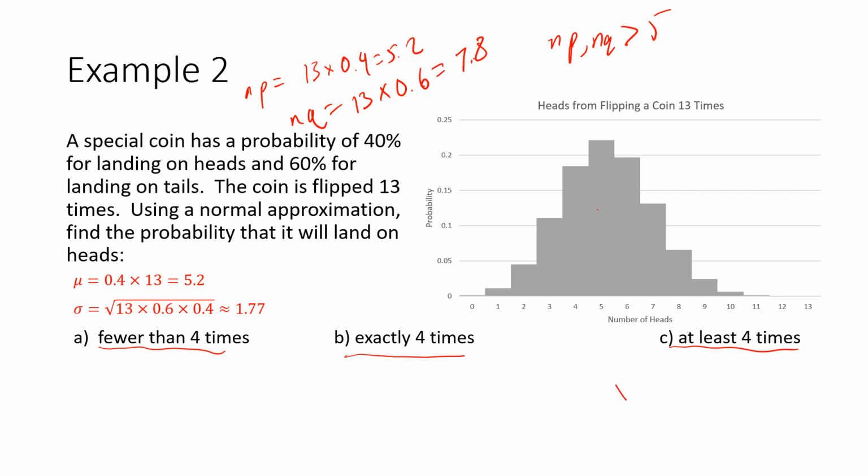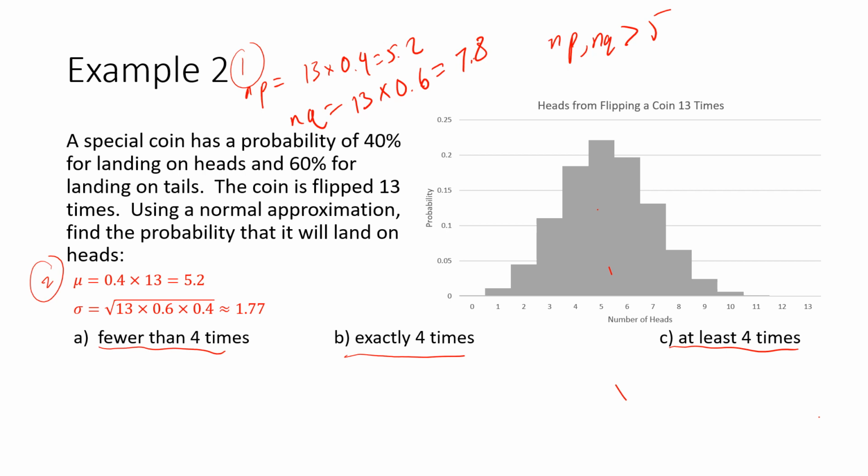Now, the first step is to check to see if it meets the requirements for a normal approximation. The second step is to get the mean and standard deviation. The mean is NP and the standard deviation is the square root of NPQ. All right, now that we have these, we can calculate the probabilities.